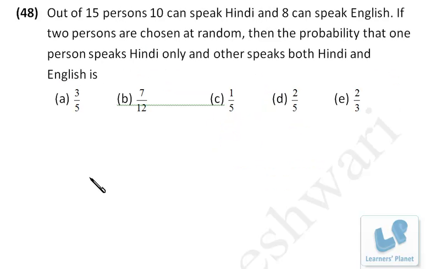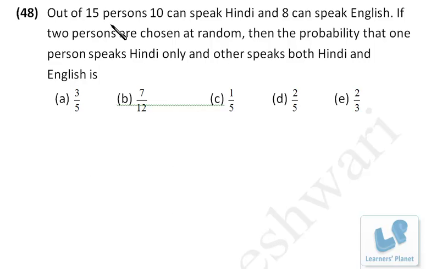Now in this question, out of 15 persons, 10 can speak Hindi and 8 can speak English. If 2 persons are chosen at random, then the probability that one person speaks Hindi only and the other person speaks both Hindi and English.